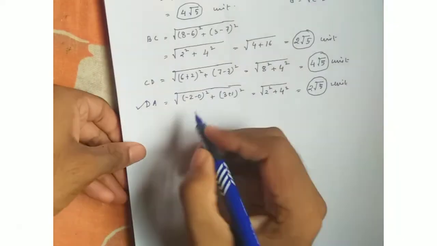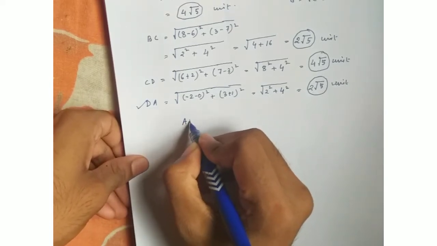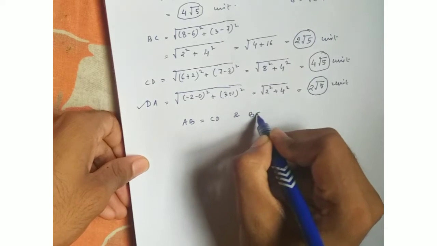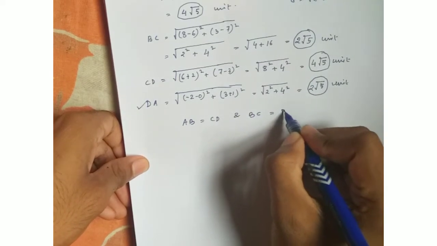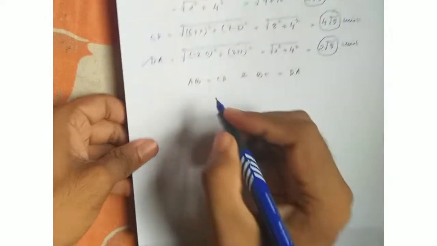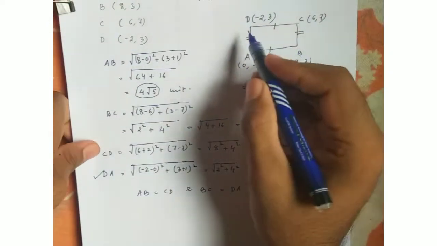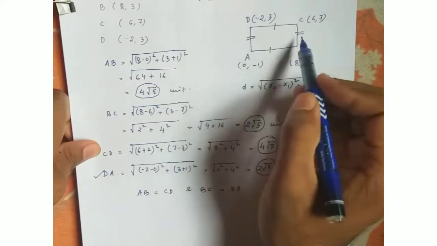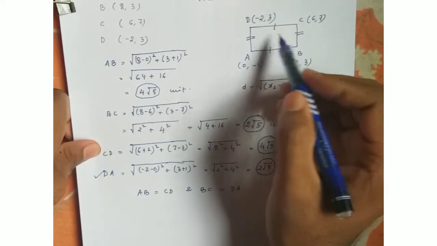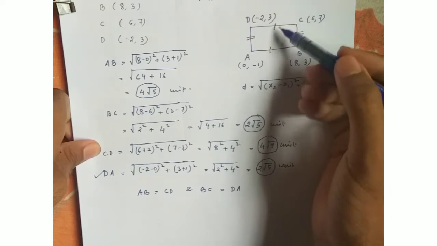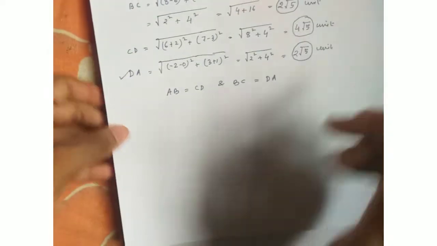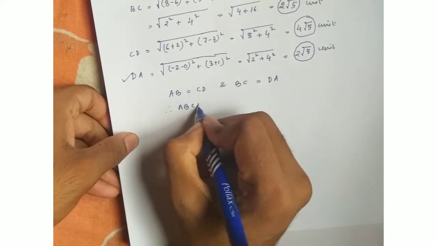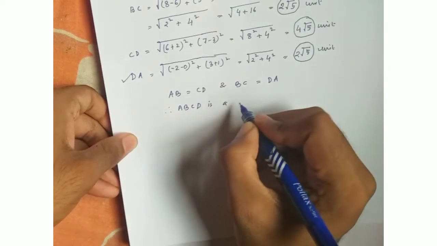Okay, here we have AB is equal to CD and BC is equal to DA. So we can say that this is a parallelogram, because the opposite two sides are equal, and these other opposite two sides are equal. Therefore, ABCD is a parallelogram.